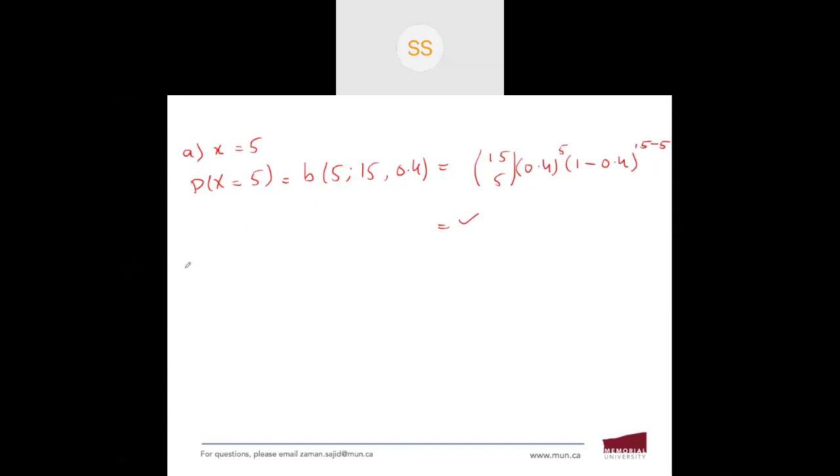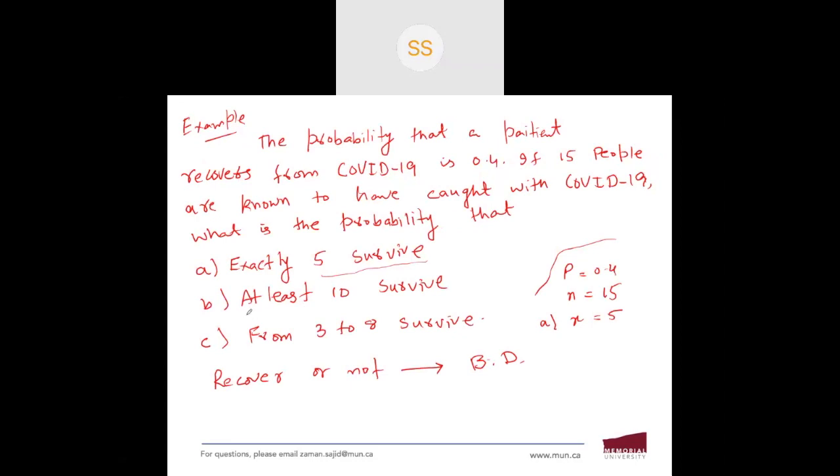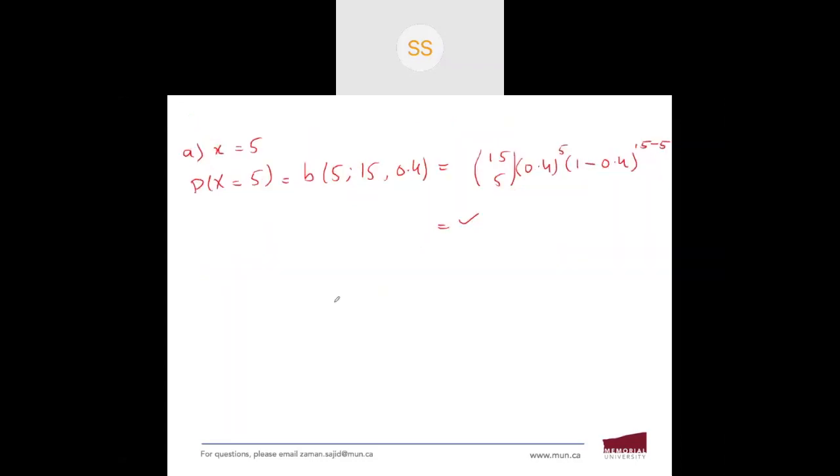Now in part B, he was asking us at least 10 survive. So for at least 10 survive, this means your x value should be greater than or equal to 10. So this is the same as writing b of x greater than or equal to 10, comma 15, and 0.4. Okay.